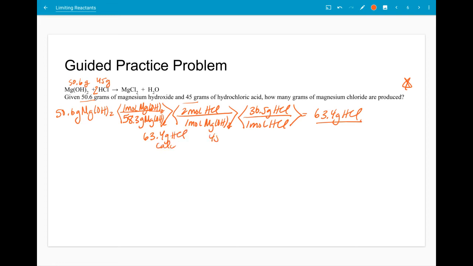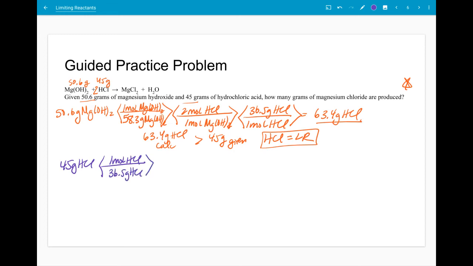I had 45 grams HCl available, which means that HCl is going to run out first because I don't have enough to react totally with that magnesium hydroxide. So now that I know my limiting reactant, I'm going to take my 45 grams of HCl. I'm going to convert to moles because we compare everything by moles. And now I can find my magnesium chloride produced.